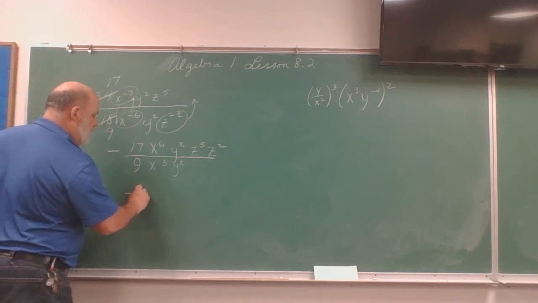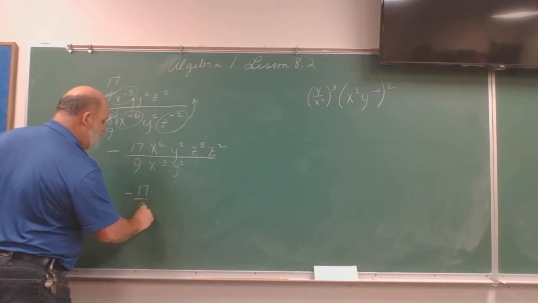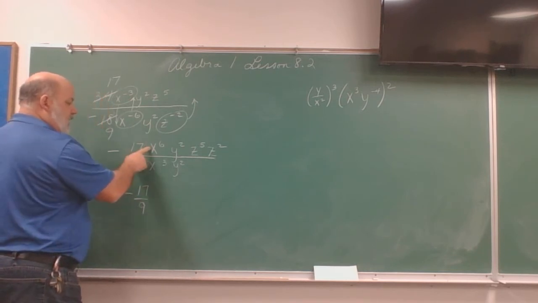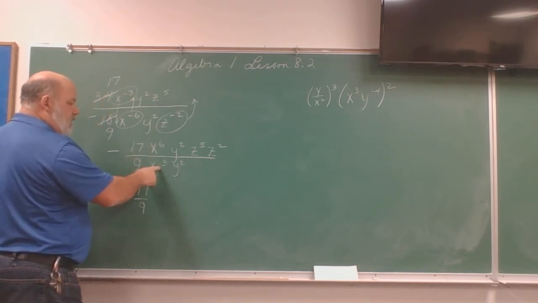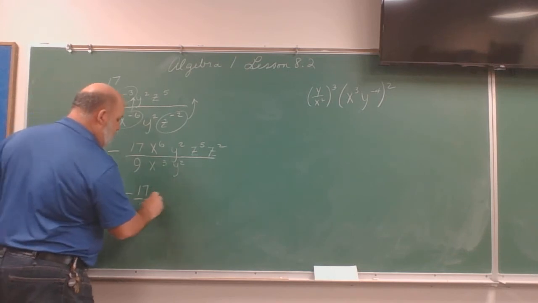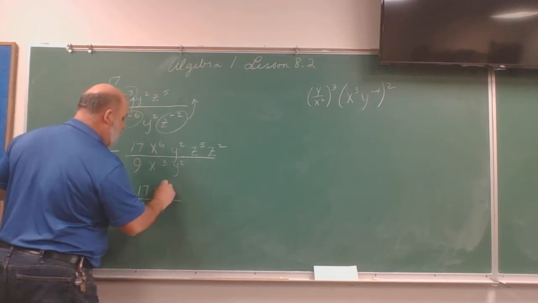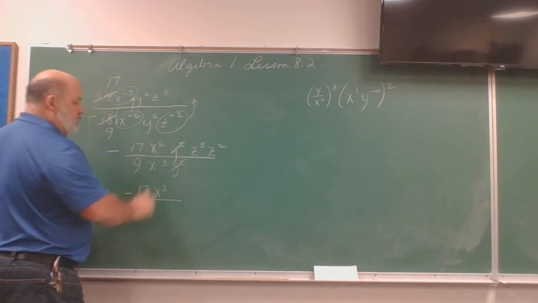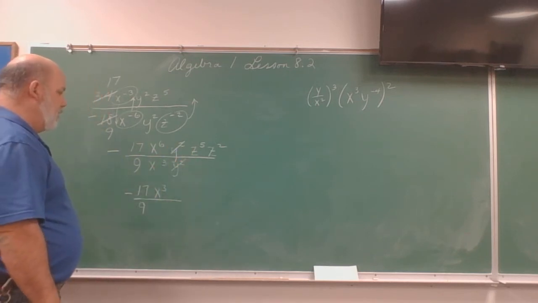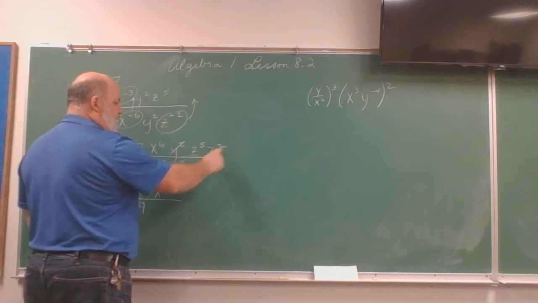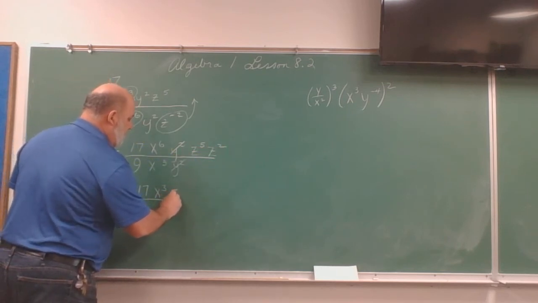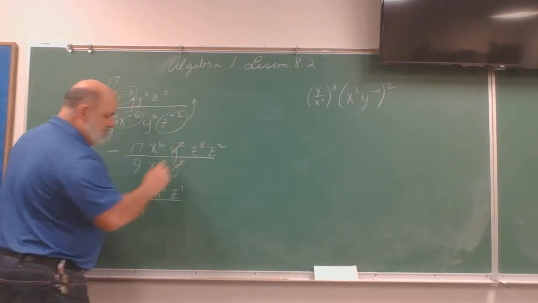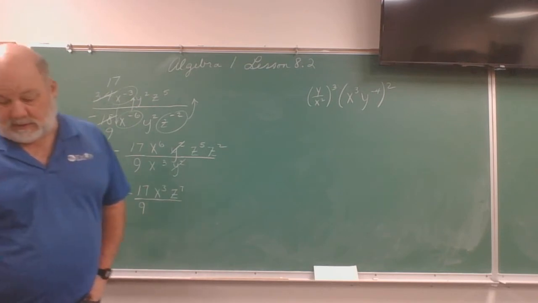Still, the negative 17 ninths is the same. x to the 6 over x cubed, well, 3 of those cross out, so I'm left with x cubed on top. y squared and y squared completely cancel. And I've got z to the 5 and z squared, which gives me z to the 7. There's the answer.